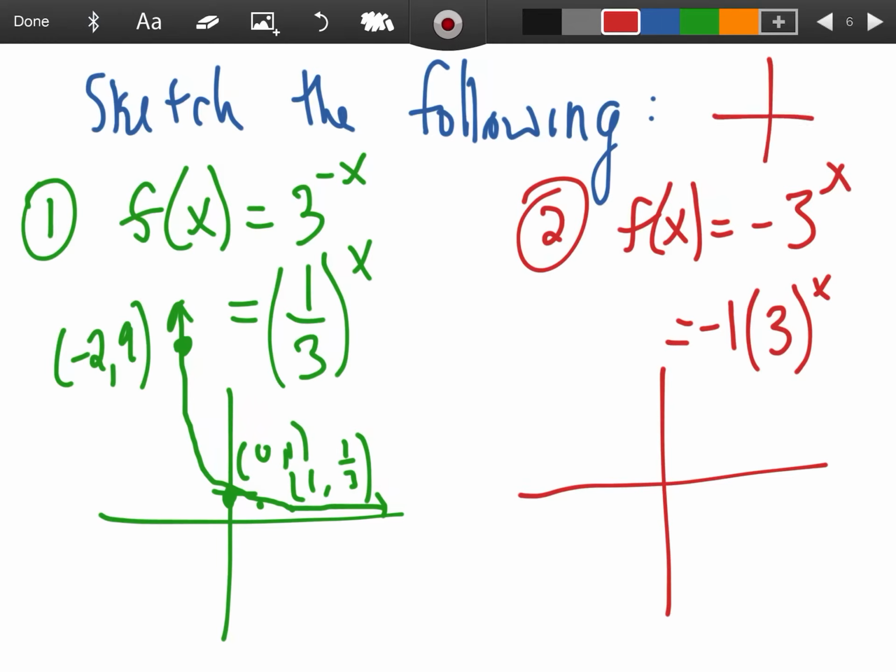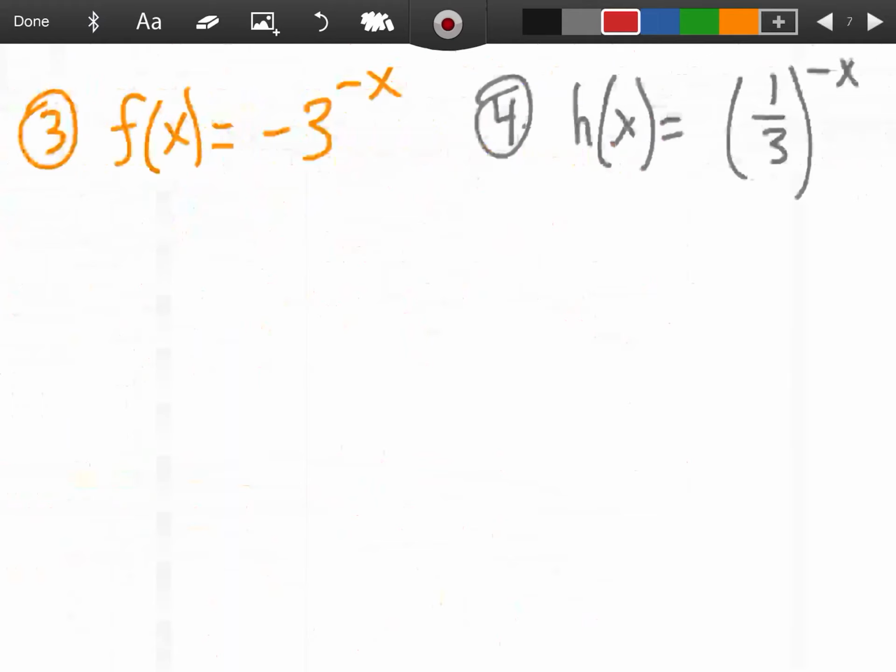So think of taking exponential growth, and we know exponential growth looks like this. Well, what does that -1 do? Think of our transformations. Oh, that -1 reflects it over the x-axis. And so that's going to bring us down. Well, we've got 0, -1. We've got 1, -3. So I'm reflecting over the x-axis. That is going to be my graph of -3 to the x, -1 times 3 to the x.